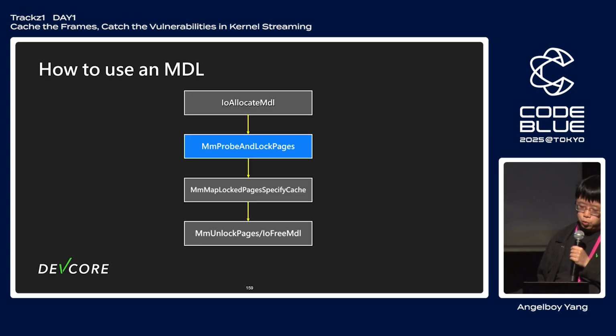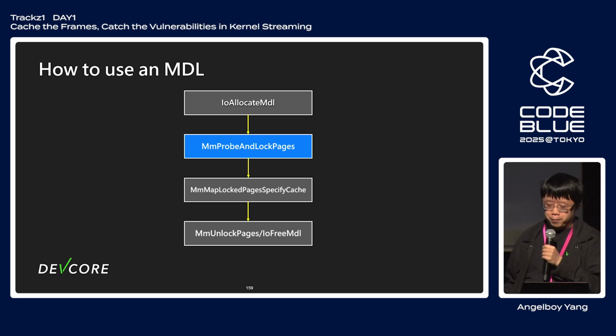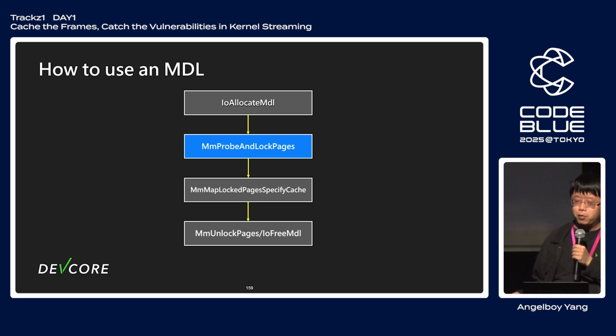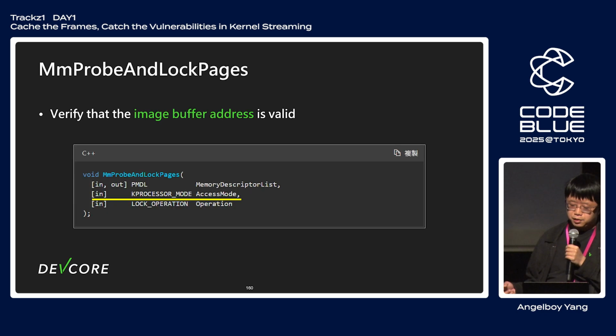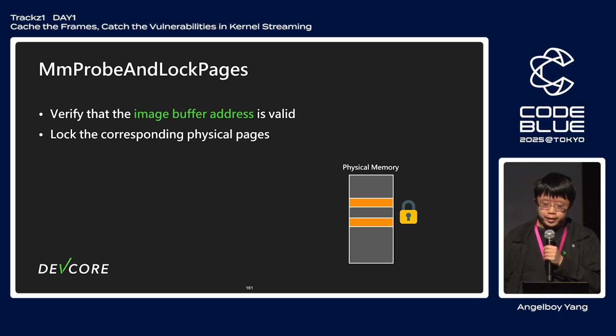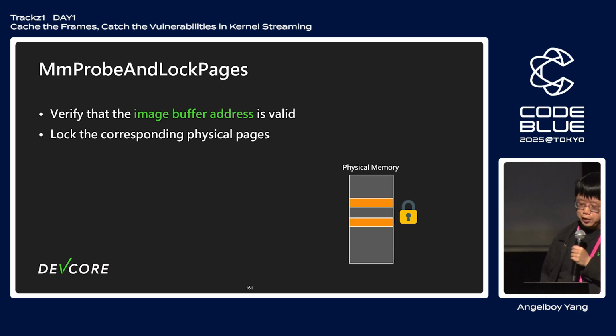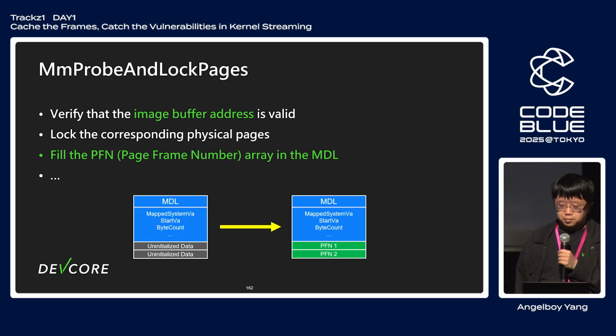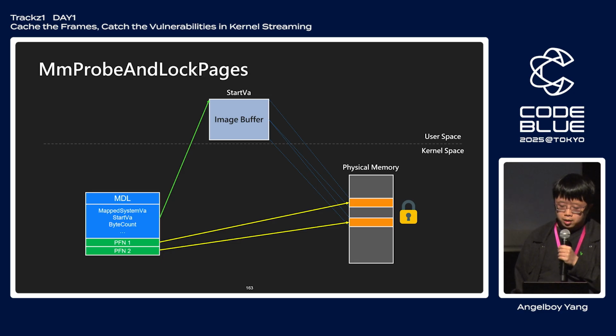Second, it needs to call MmProbeAndLockPages with the MDL to validate and lock the memory pages. In this function, it will check if the buffer provided by the user is valid according to the access mode flag, and then lock the corresponding physical pages in memory. After that, it stores the corresponding PFNs into the MDL. This looks just like this diagram.